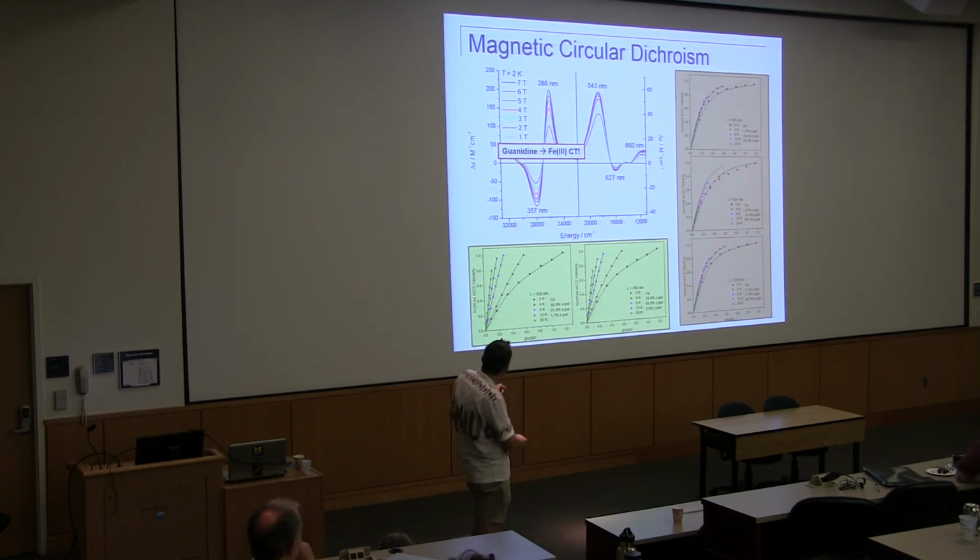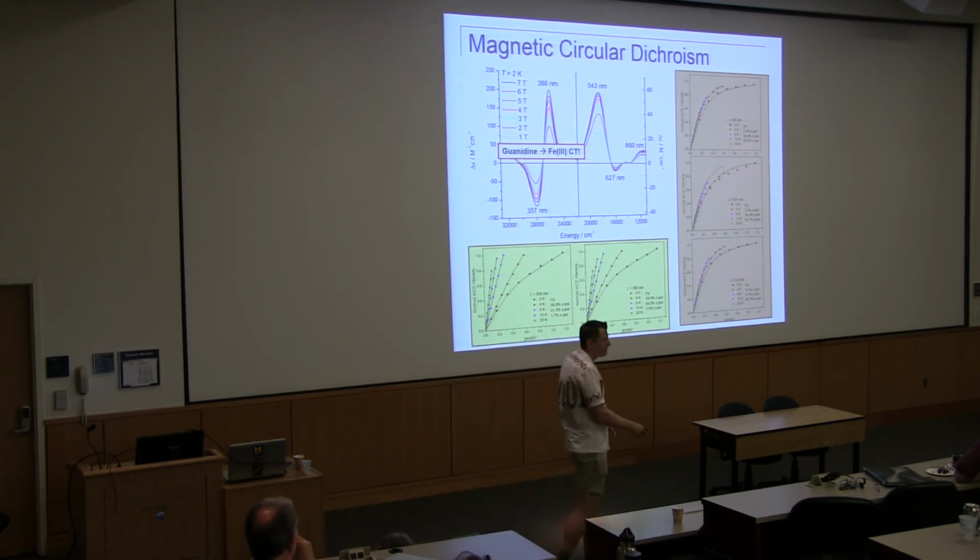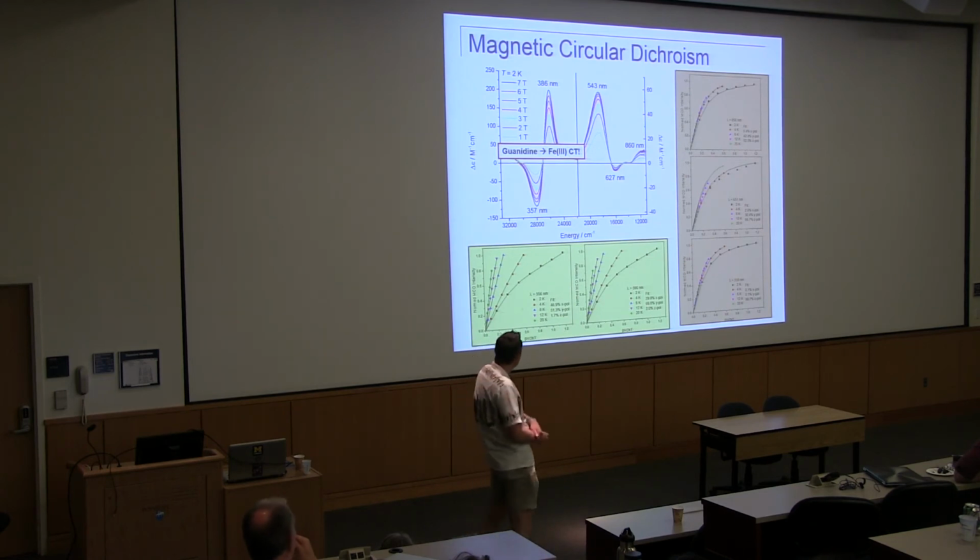So we can assign our bands very conveniently using MCD spectroscopy and looking at these polarizations. Again, in order to fit these curves, we have to put the magnetic properties into the system. We have to know what those are, like the D value and E over D. We got the D value from Mössbauer, and then we can do this.